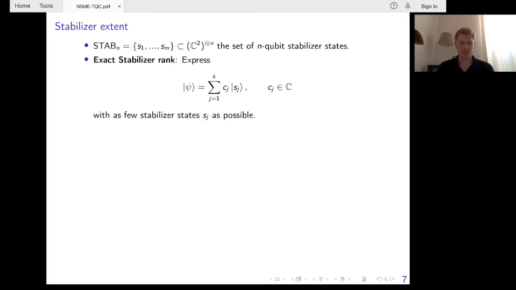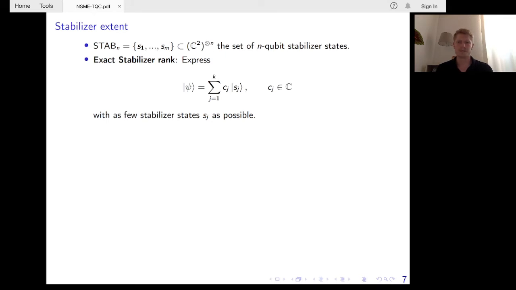And this is a very famous problem in compressed sensing and signal processing. So there, the set of stabilizer states is usually called a dictionary. And later I will also use the word dictionary for stabilizer states. And there you have a signal and you have the dictionary, and your goal is to express the signal with as few words as possible. And such a problem is an L0 minimization problem, so you want to minimize the number of words. But this is computationally pretty intractable.